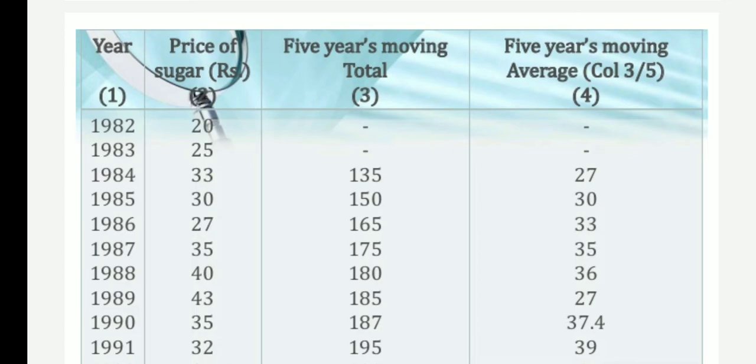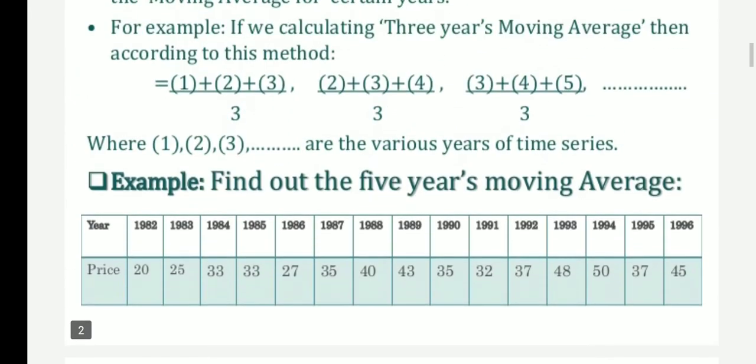If it is a 3 yearly moving average, then you have to take the first 3 values, take the sum of that and divide by 3. If it is 5, you have to divide by 5 by taking the sum of 5 values. So similarly, 165 divided by 5 gives you 33. 175 divided by 5 gives you 35. 180 divided by 5 gives you 36. 185 divided by 5 is equal to 37. This is the procedure of calculating the moving average.